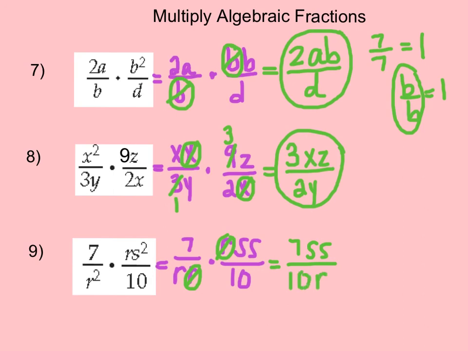Now, sorry to break character here for a minute, but we're just going to reduce this a little bit more. Instead of saying 7ss, we're going to say this is 7s squared. And then on the bottom, in the denominator, we have 10r.